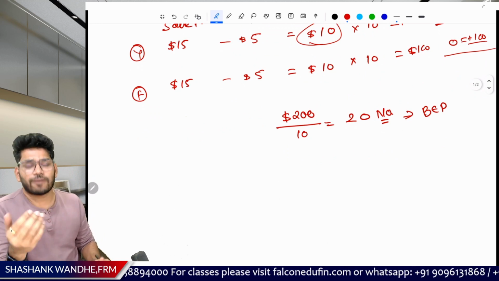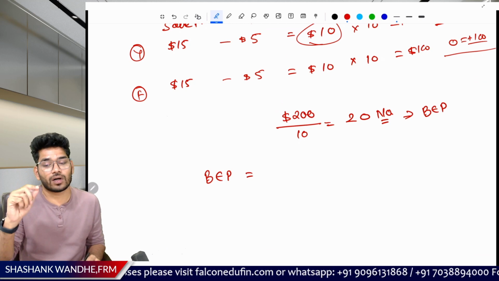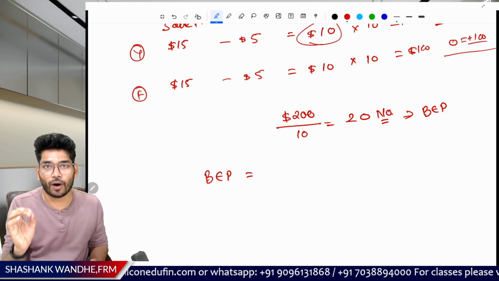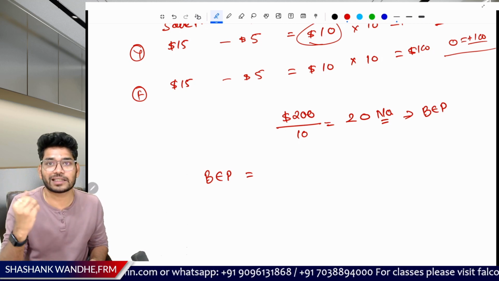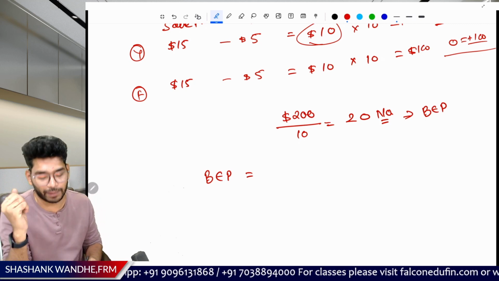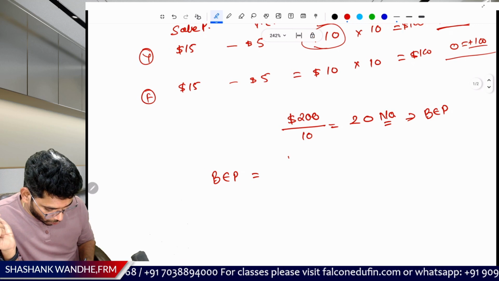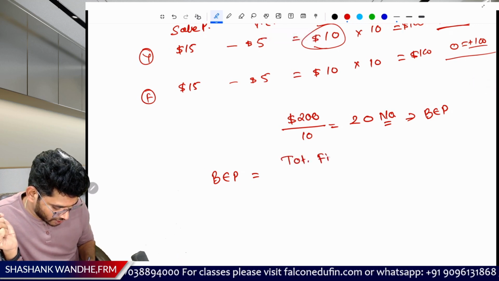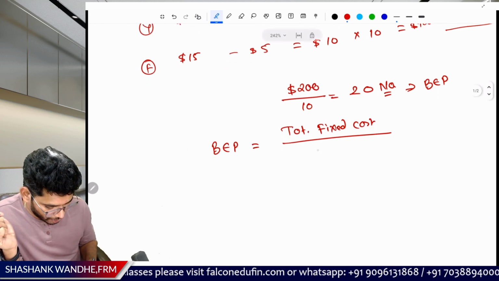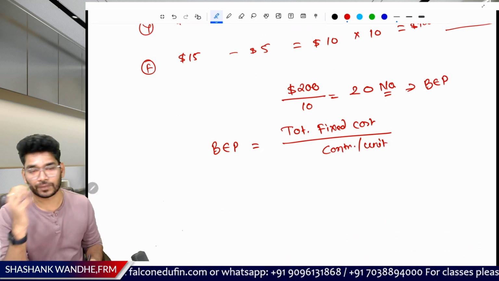This gives us a formula for the break even point. So BEP, break even point, and in your mind, you have to think of it as the total break even point. Always remember, if you see the BEP, this means the total BEP. I will explain the difference between the BEP and OBEP, operating BEP. Now the BEP formula is total fixed cost divided by contribution per unit. Remember, per unit.